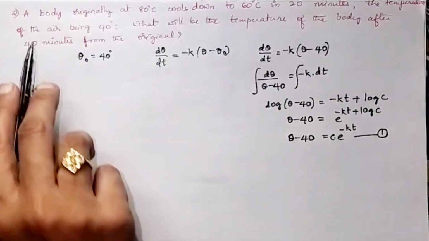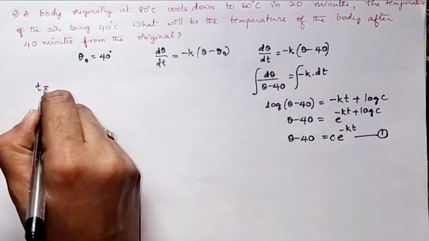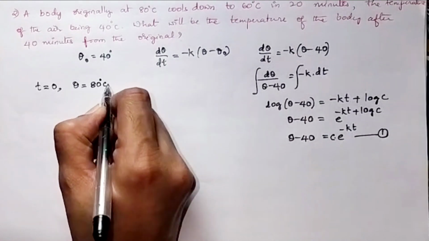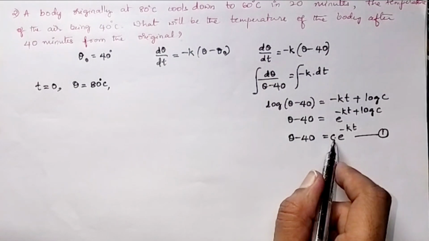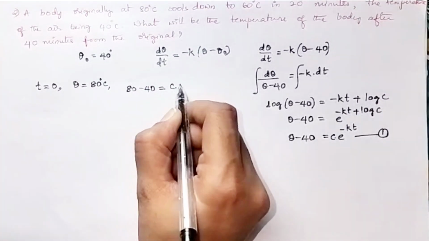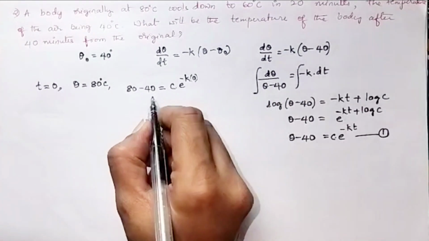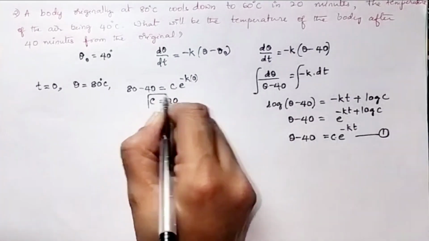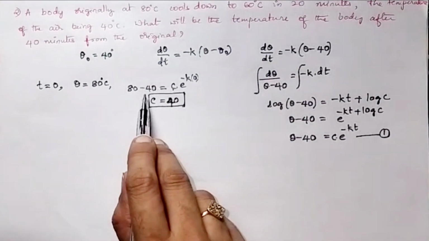Now after getting this, go to this. A body originally at 80 degree Celsius. So originally means when time t equal to 0, the temperature of the object is 80 degree Celsius. Let us substitute that here in the first equation to get the value of constant c. So what we get is 80 minus 40 is equal to c into e power minus k into t, where t is 0 because it is the initial value. So e to the power 0 is 1, c is equal to 40. So the value of constant c is 40.